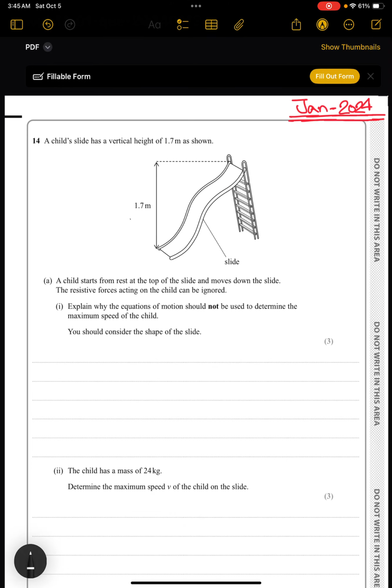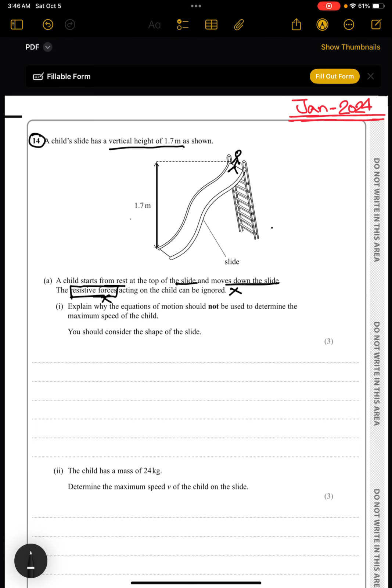So let's solve question number 14 from the year Jan 2024. This is the physics unit 1 question paper. In the question they have said a child's slide has a vertical height of 1.7 meter. So this is the vertical height which is around 1.7 meter. And the child starts from rest at the top. So this is the position from where the child will start to slide and moves down the slide. The resistive forces acting on the child can be ignored, so we don't need to take this into account.